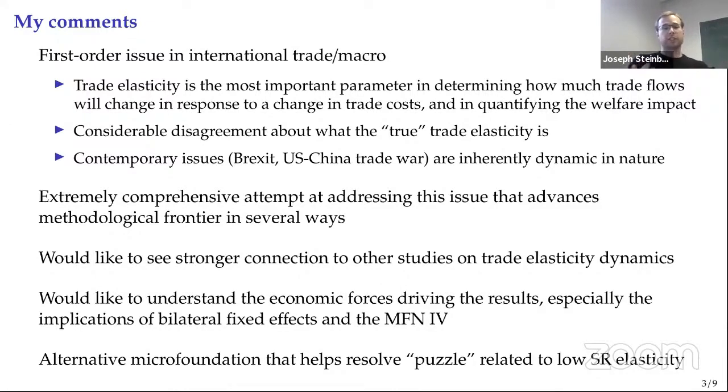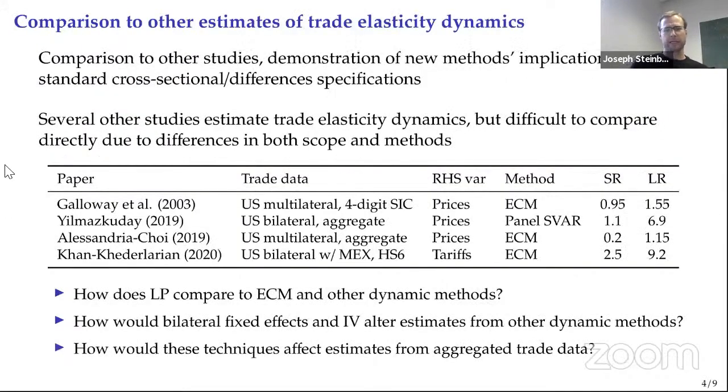The main question that this paper really brings to mind here is why. What is the economic intuition or economic explanation for the bilateral fixed effects? What variables are being omitted? And what's going on with the IV as well. And finally, I'll just very briefly provide one alternative microfoundation that helps rationalize the very low short-run elasticities that this paper gets. So first comment, I'd like to see some more comparison to other studies of trade elasticity dynamics.